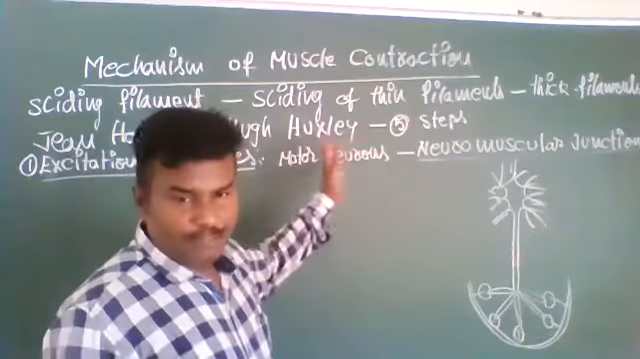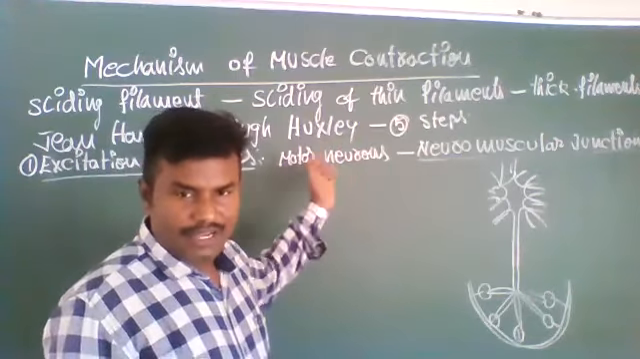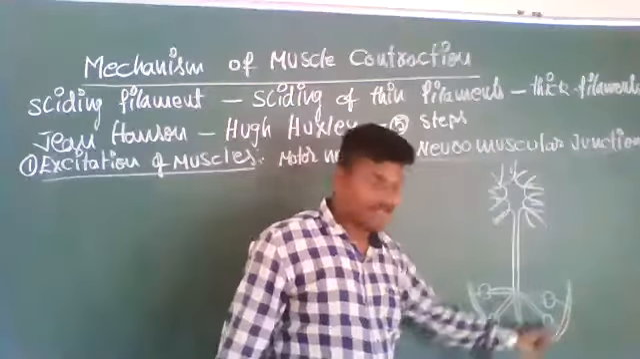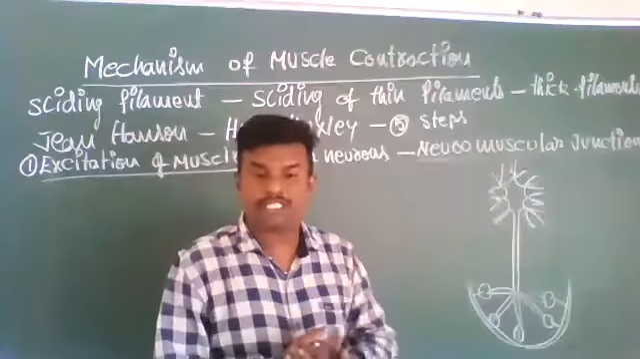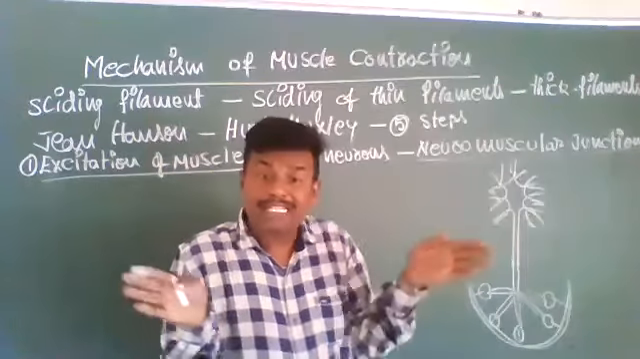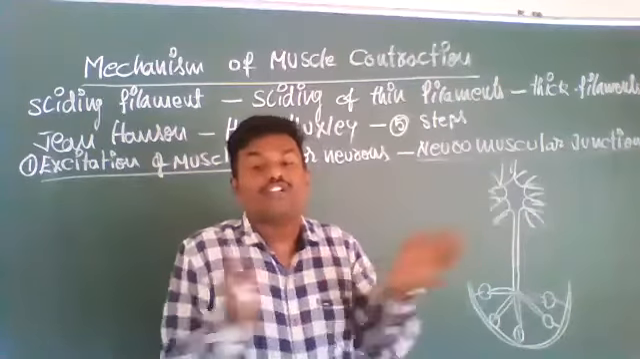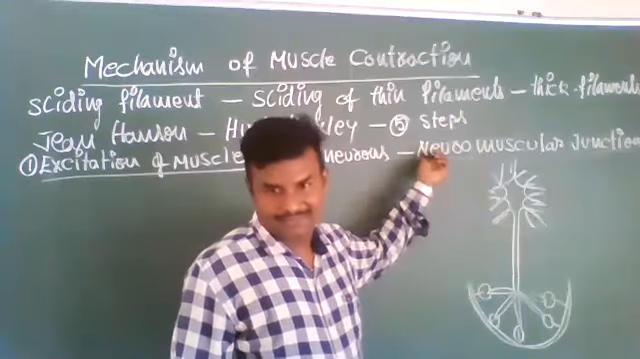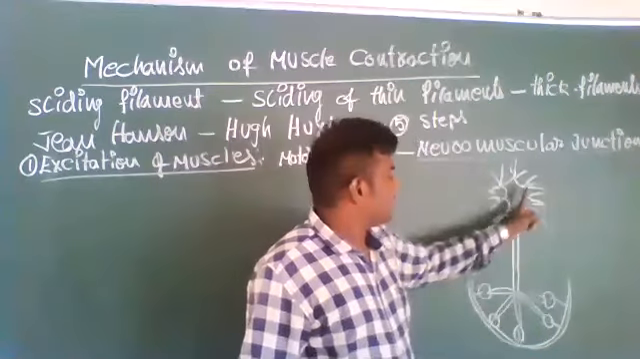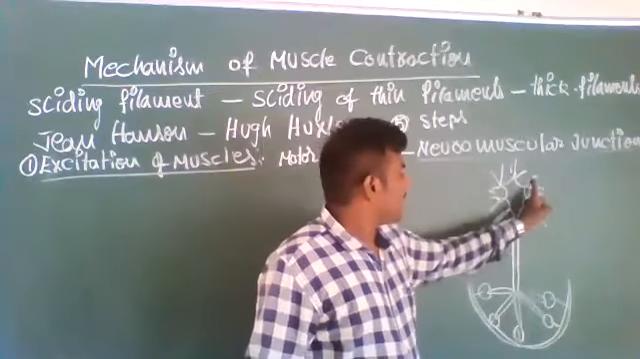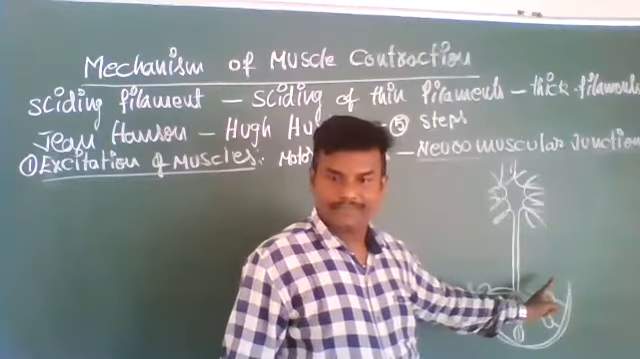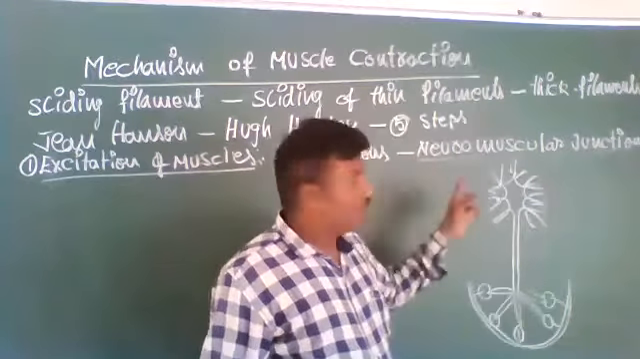The signals through motor neurons reach the neuromuscular junction. Neuromuscular junction means where neurons and muscles are combined; the word itself gives the meaning. A neuron has an axon, dendrites, cell body, dendrites, axon, and nerve terminals.